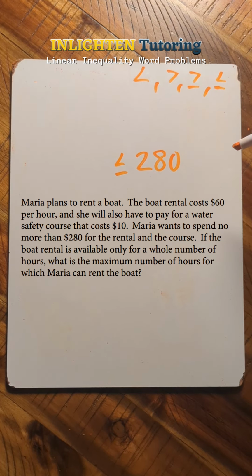Now, it says the boat rental costs $60 per hour. That is a variable cost. If it says per a unit, that means it's variable. You can think of that like slope.